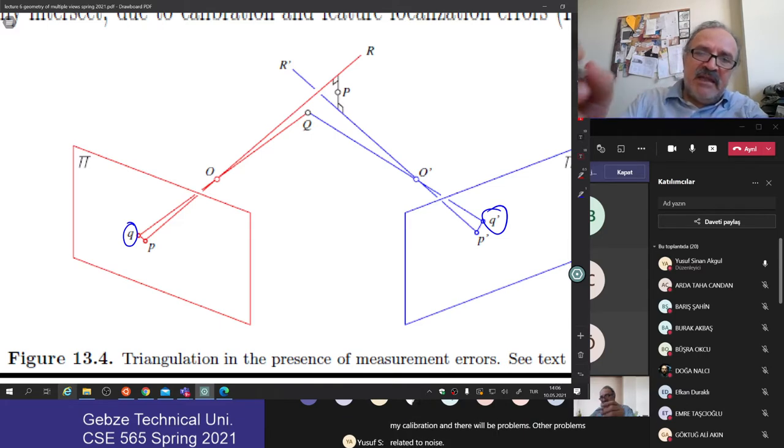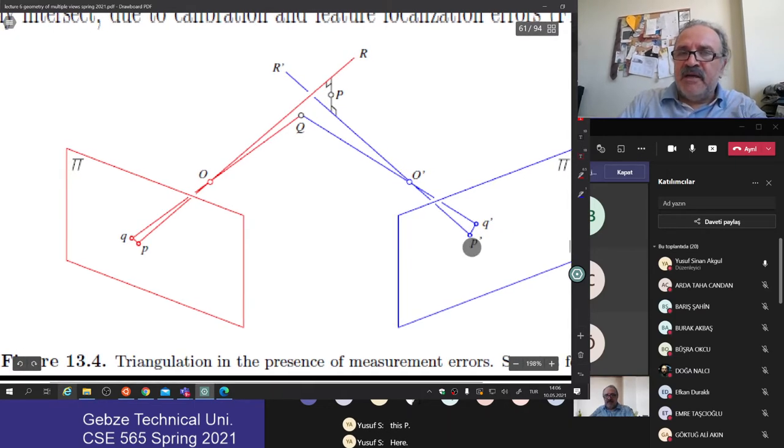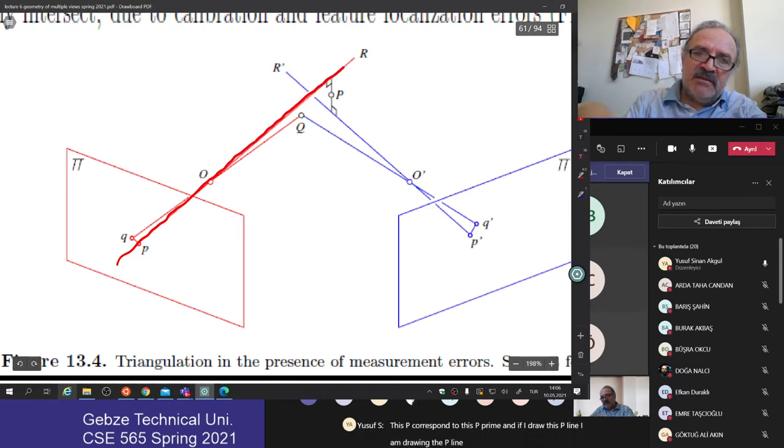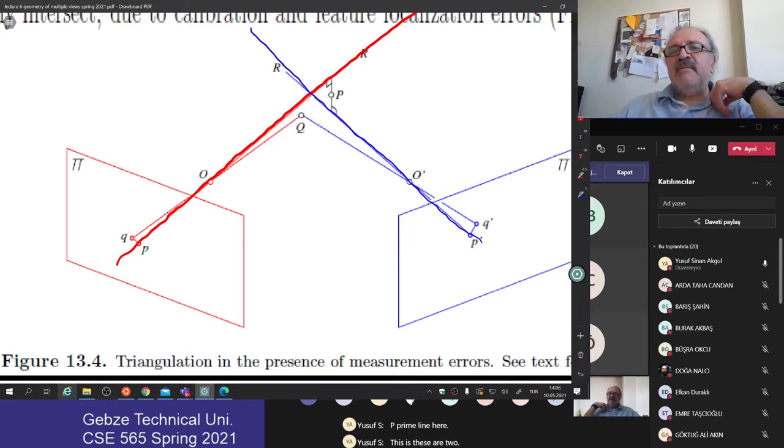So what I will end up with is this: I will say that this P corresponds to this P prime, and I am drawing the P line here and the P prime line here. Since these are two three-dimensional lines in three-dimensional space, they don't have to intersect. They don't intersect. So what am I going to do?